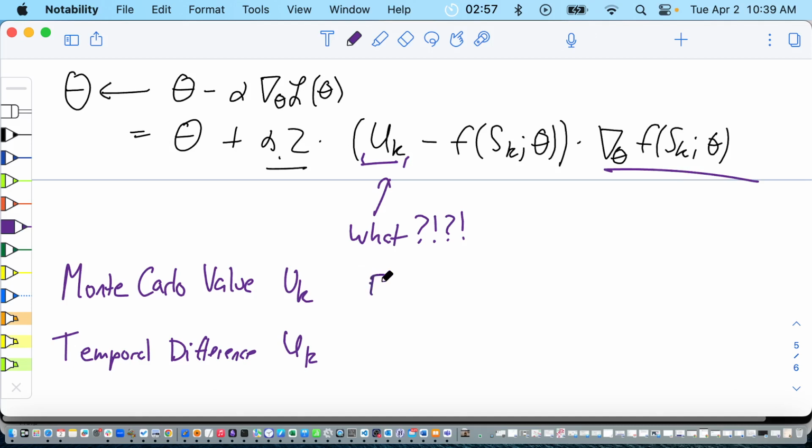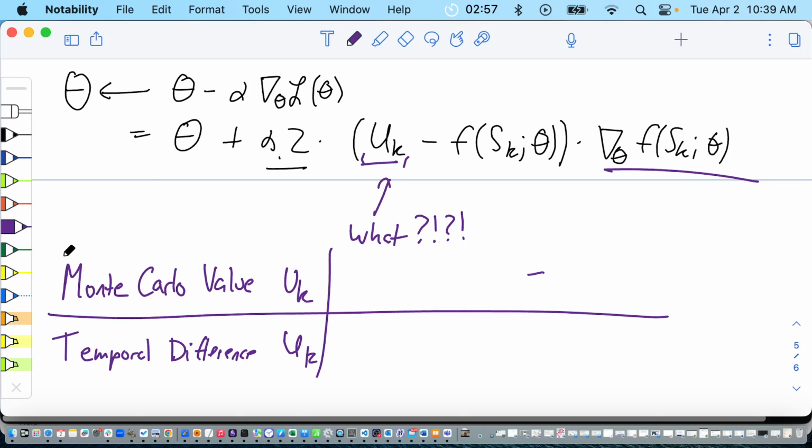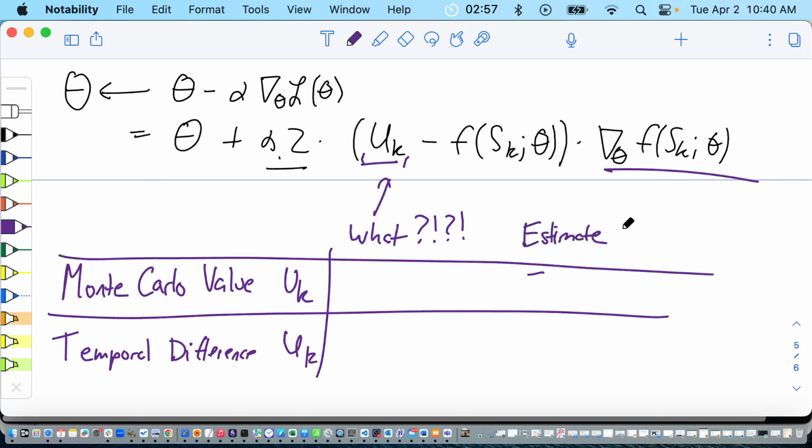So estimate the value function at a point. That's what they both do. Okay, let me write this as a little table. So this will be the 2 rows of the table. And over here, we're going to put in the estimate for the value function.